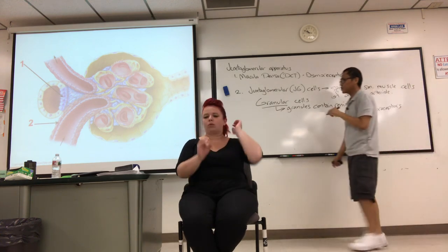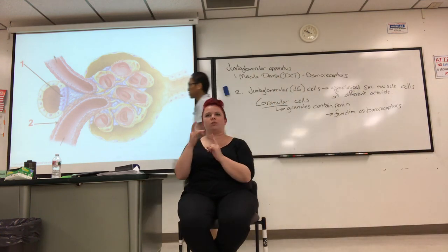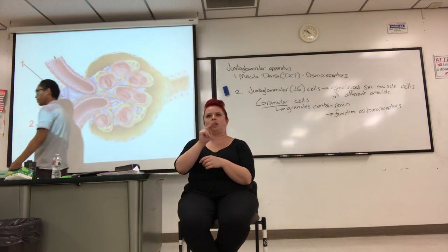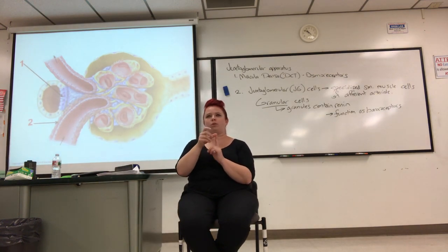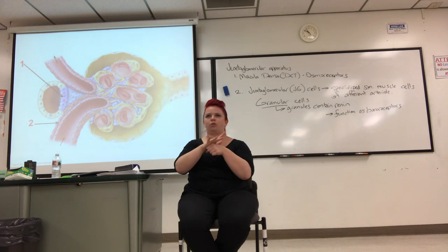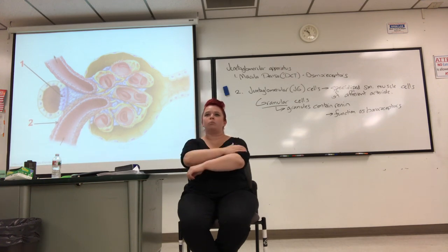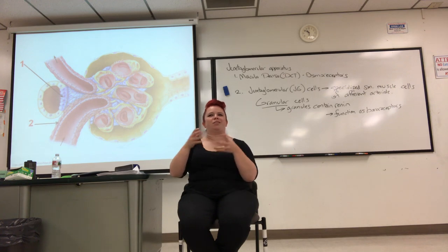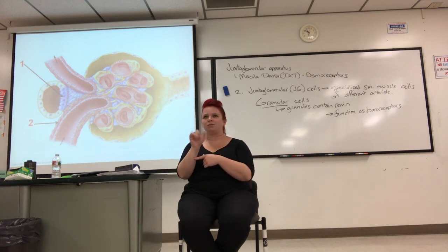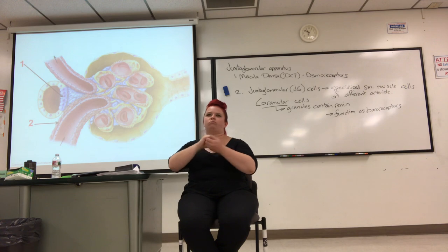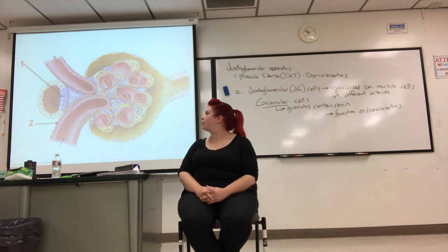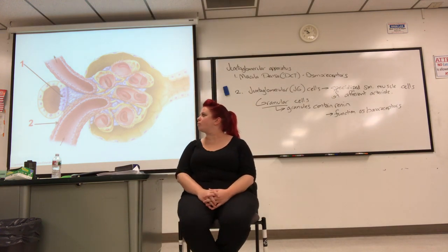Osmoreceptors detect changes in sodium. Baroreceptors detect changes in pressure. Basically, they go hand in hand. If blood pressure is low, you've usually lost a lot of electrolytes too. Okay, so they kind of go together. So here's that second mechanism to regulate blood pressure. Let me go to the next slide here.